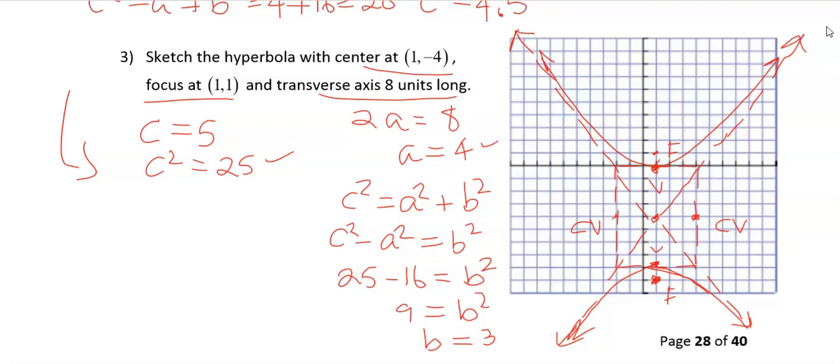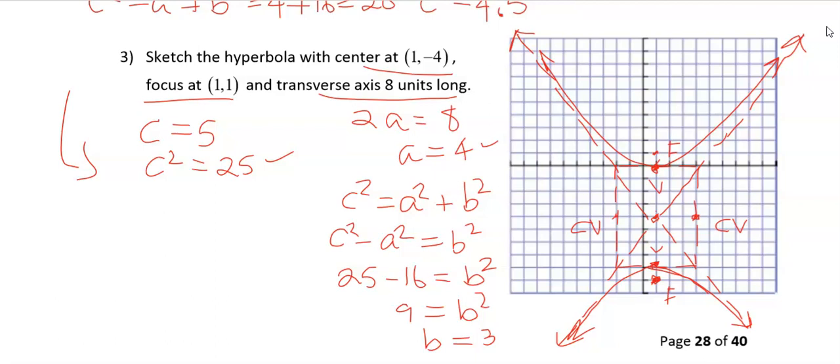All right, all them workings, all that graph. Now you tell me, what's the equation of that hyperbola? That could have been another thing I could have asked you. Say, instead of sketch the hyperbola, I could have said, what's the equation of the hyperbola with a center at (1, -4), focus at (1, 1), and a transverse axis 8 units long?